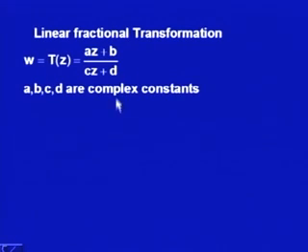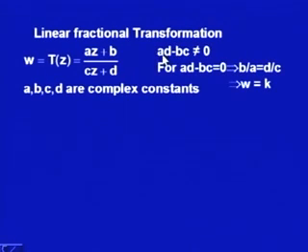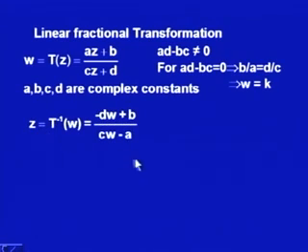Now this transformation is meaningful only when AD minus BC is not equal to 0, because if AD minus BC is equal to 0, then we can write it as B by A is equal to D by C, and you can take A outside from the numerator and C outside from the denominator, and if this condition is satisfied, then the two things will cancel out and what we have is simply W is equal to a constant. So, this mapping is not of our interest. So, we will consider the case when AD minus BC is not 0.